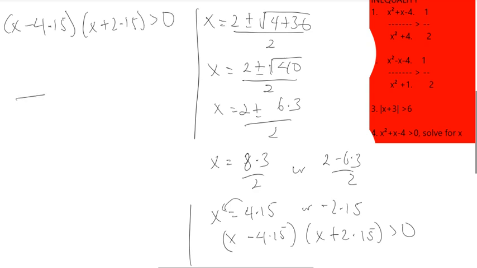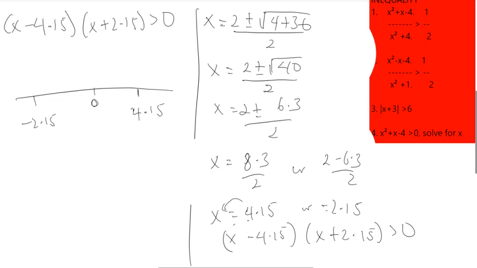So we're going to draw our number line now. We draw a number line. This is 0. This is the positive side. So we're going to put 4.15 here, and this is minus 2.15. We're using the values of x here, and it's positive here. We're not using this one that is negative. So it's positive here. So we're using 4.15 and 2.15.